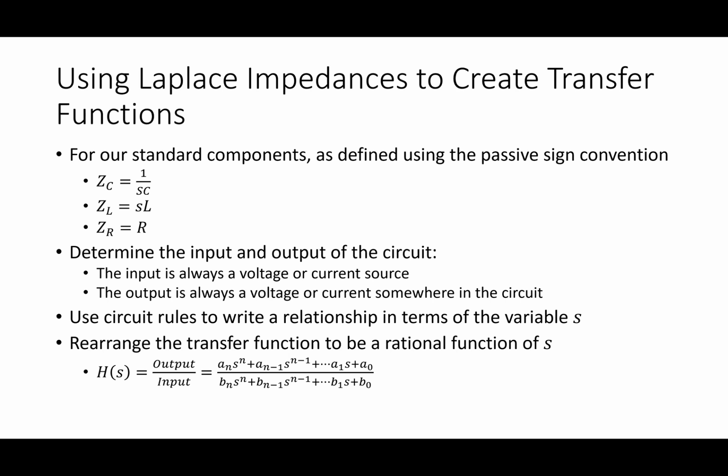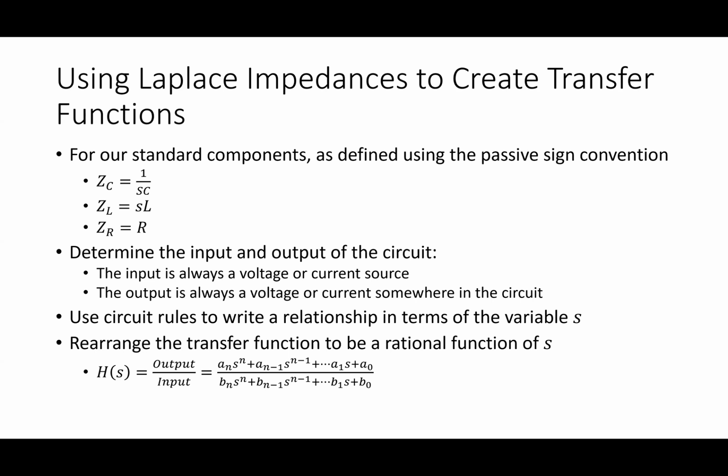Basically, you analyze the circuit just like you would with regular impedances, and you use these Laplace impedances. You determine what the input and the output of the circuit are. The input's always some voltage or current source, and the output's always some voltage or current somewhere in the circuit. We figure out the relationship between input and output, using our circuit rules, and then we make this transfer function, which tells us the ratio of the output to the input. And it's always got to be a rational function of S.